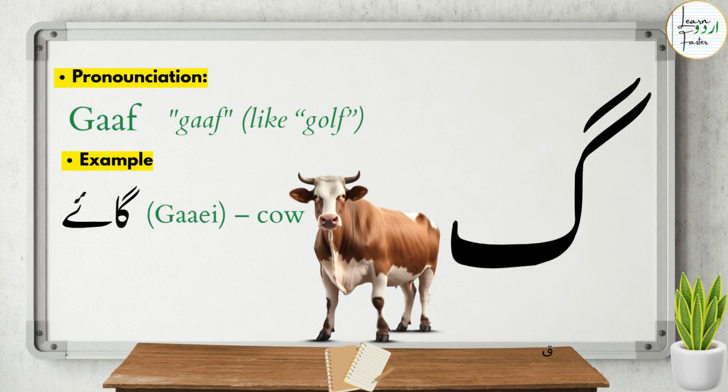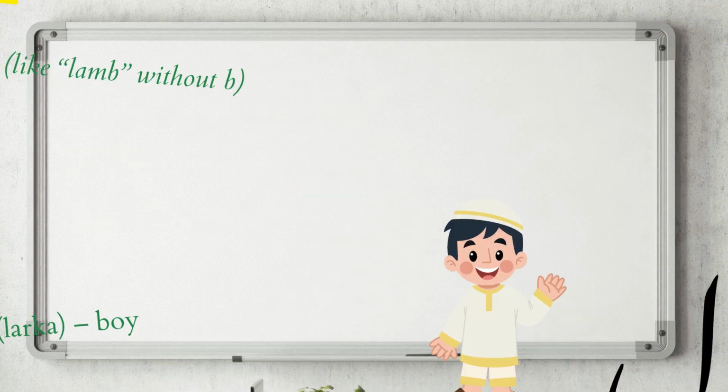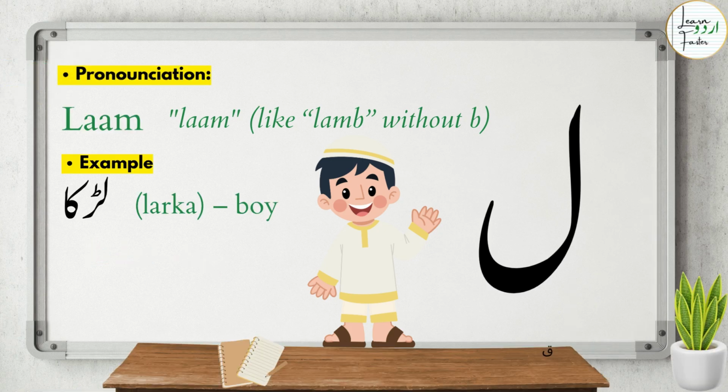Golf. Repeat after me. Golf. The word example is guy, cow. Next is lamb. Repeat after me. Lamb. Sounds like a lamb with silent B. The word example is ladka, boy.